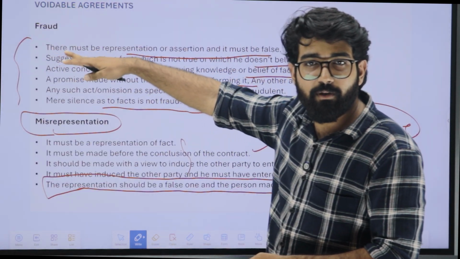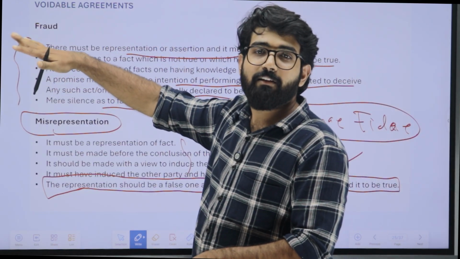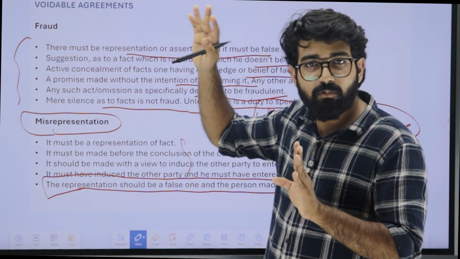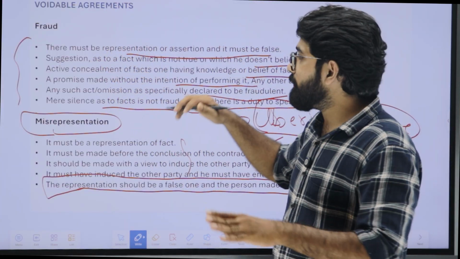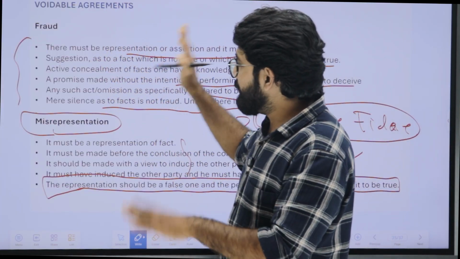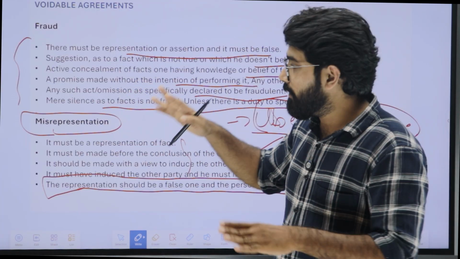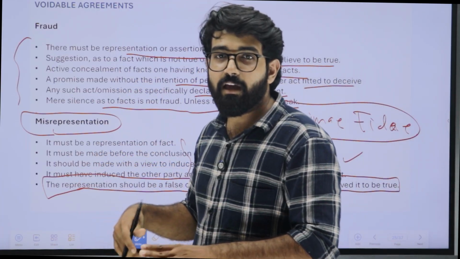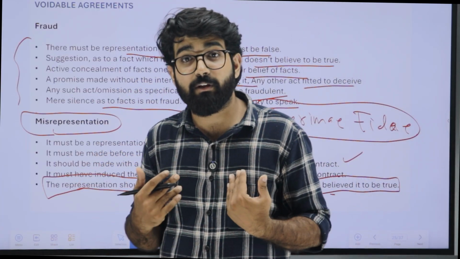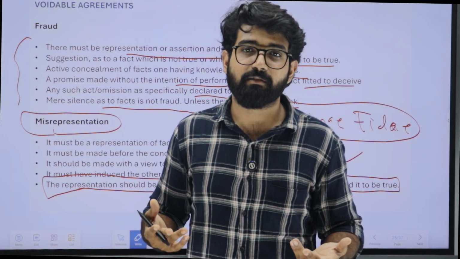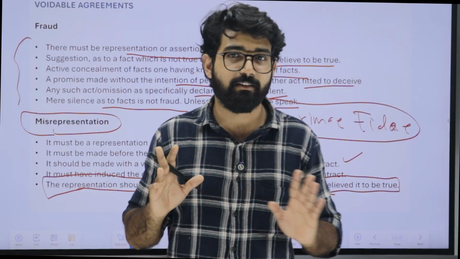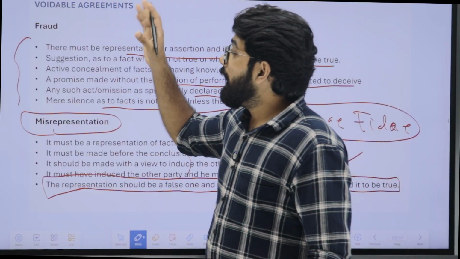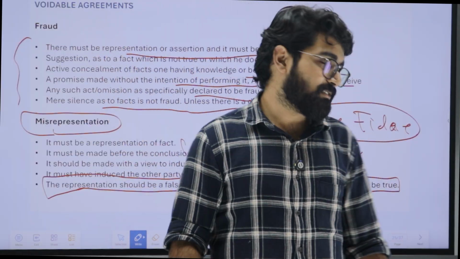Okay, so fraud means actively we are concealing something. Actively we are lying. But in misrepresentation, we are not lying. We believe we are saying something true, but what happens is the thing we thought true was false. That is the basic difference between fraud and misrepresentation.